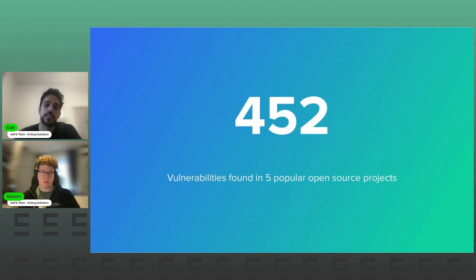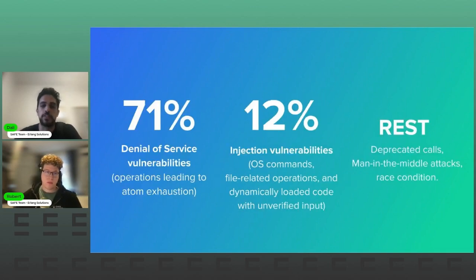In the next slide, we will see that the most number of these vulnerabilities is going into the category of the denial of service. As Robert mentioned earlier, this category tells us that there are operations that are leading to an atom exhaustion that is being run on the system. And the next category is related to the injection of commands, of operations into the node without any sort of control into it. And the rest goes to deprecated calls with small percentage.